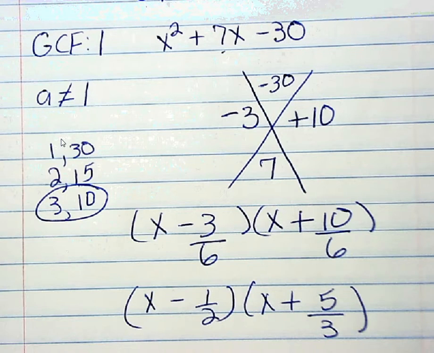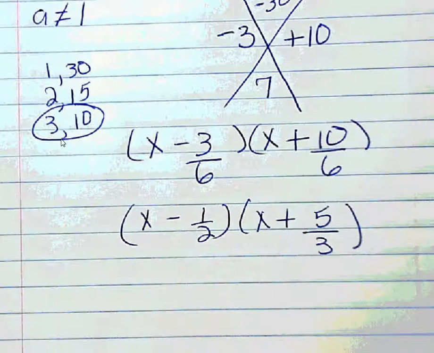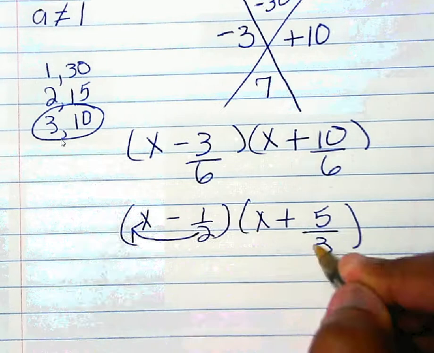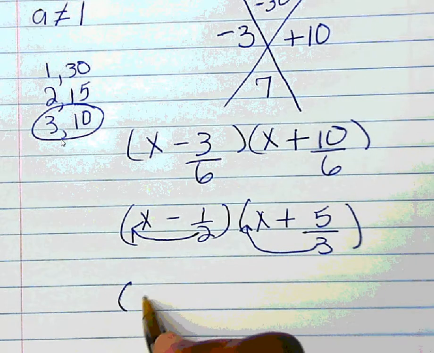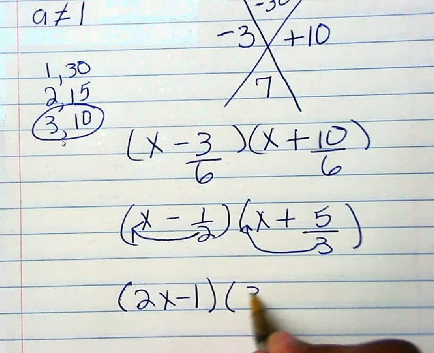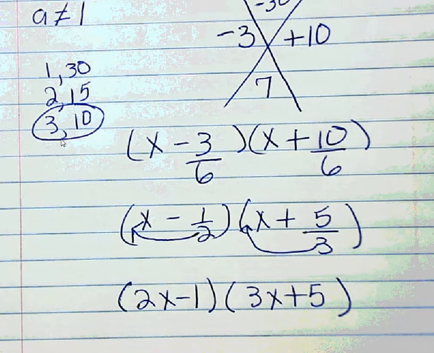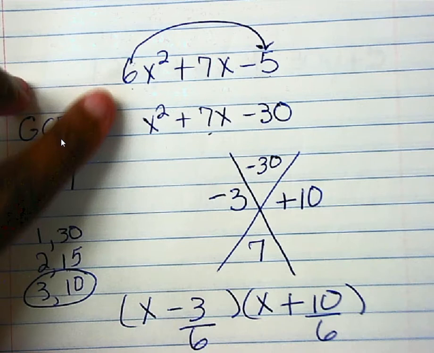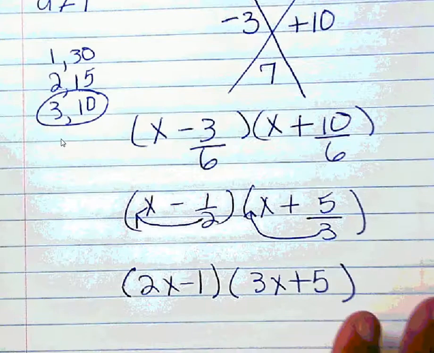But remember, with bottoms up, it says no fractions allowed. So I'm going to bottoms up and move the denominator on the bottom up to make it a coefficient. So my answer is going to be 2x minus 1 times 3x plus 5. And if I multiply that out, I will get the original, which was 6x squared plus 7x minus 5. There's my final answer.